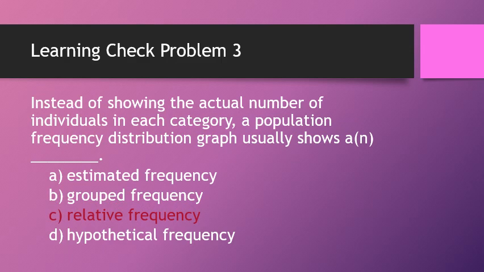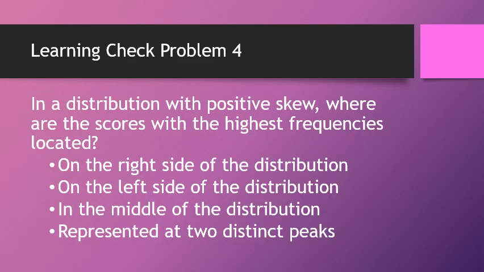We talked about this a few minutes ago. When you don't know the actual number of individuals in a category, and we have huge populations, you usually use a relative frequency. And the last learning check problem. Pause the video.